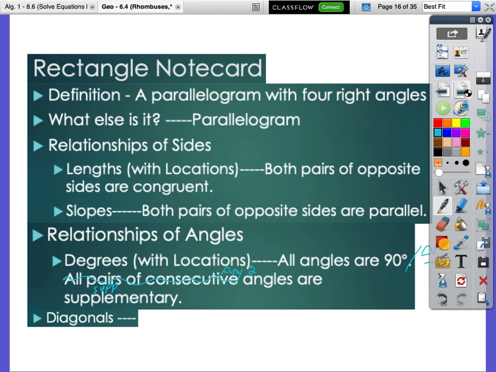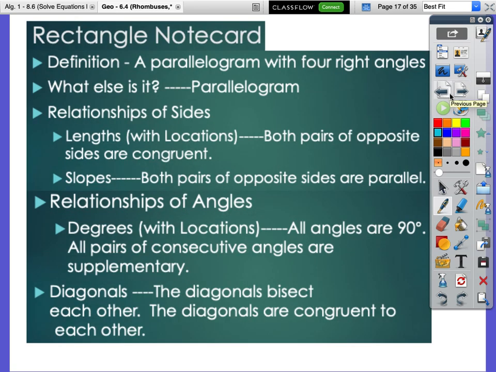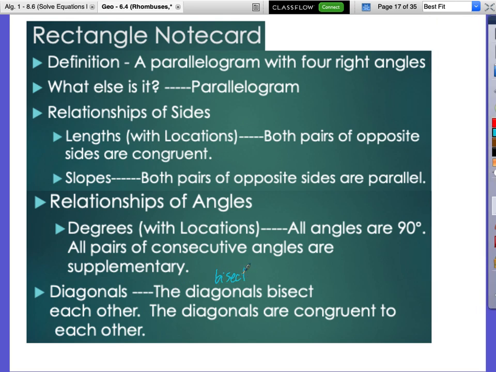Alright. So the diagonals. So we know that the diagonals bisect each other. Here's the way you can write this, guys. Before you start writing everything, the first one you can just write bisect each other, just like you did on parallelogram. You write the whole thing.